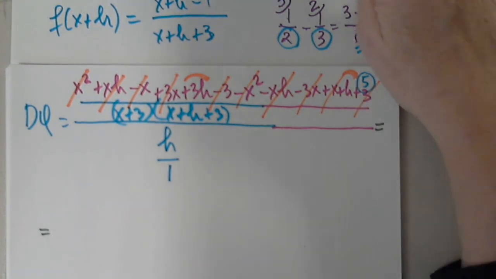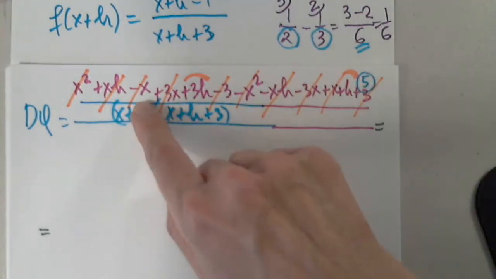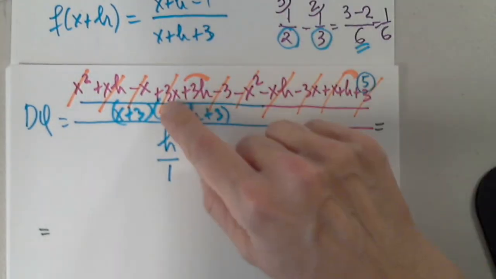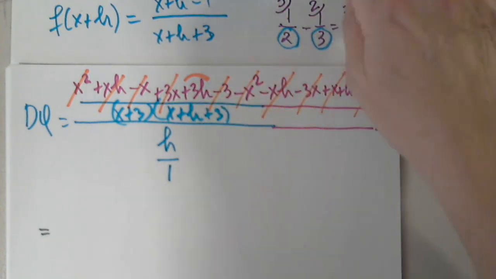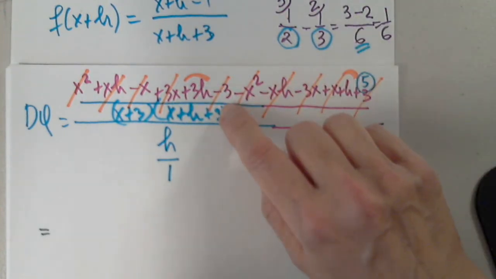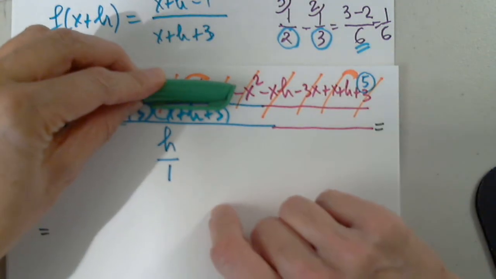So x times x is x squared. x times h is xh. x times negative 1 is negative x. 3 times x is 3x. 3 times h is 3h. 3 times negative 1 is negative 3. So this is the first part.